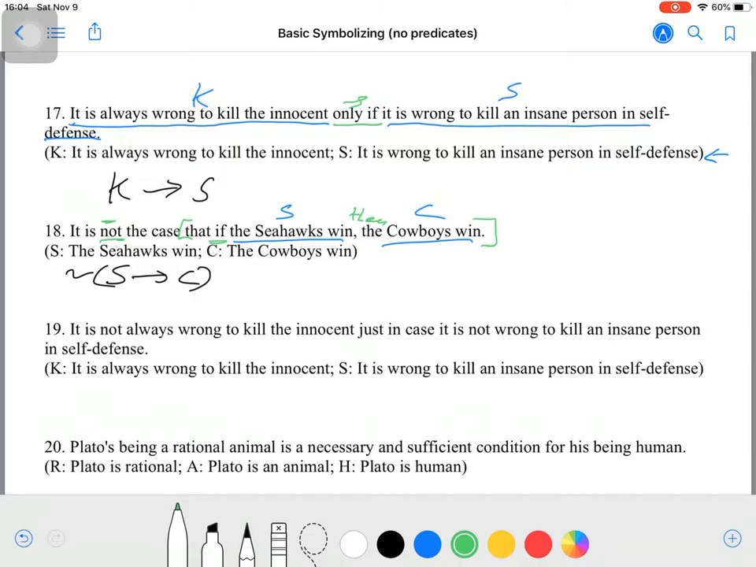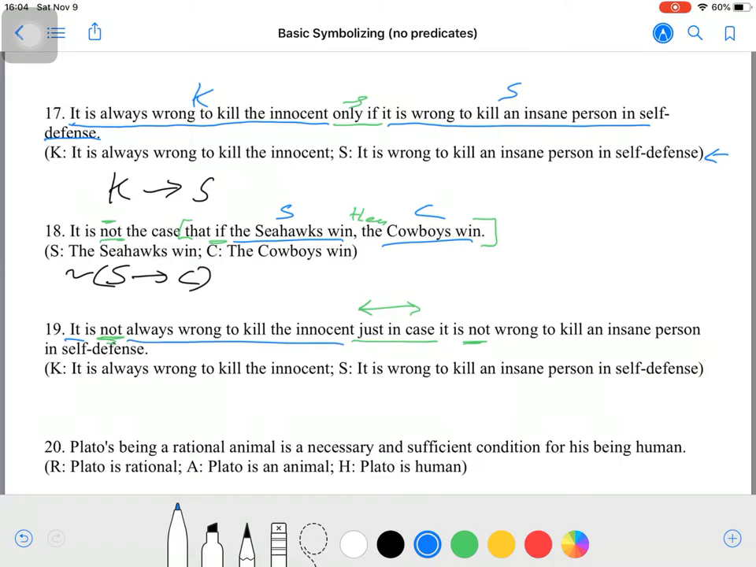It is not always wrong to kill the innocent just in case it is not wrong to kill an insane person in self-defense. So again, we're seeing the nots. Just in case is a little bit weird. Just in case is a biconditional. It's also a double arrow. So let's do the rest of it.